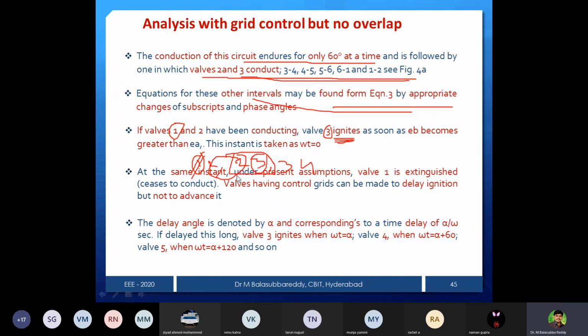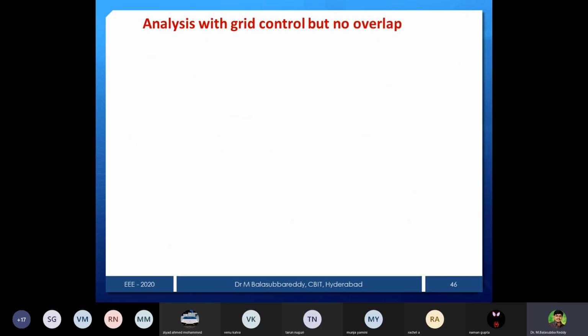They mention at this point omega t is equal to 0 instant, then you can add omega t is equal to alpha, then alpha plus 60, then alpha plus 120. Why is it 120, 60 and all? Start with 0, then you add alpha, then every instant alpha plus 60 degrees, because each pulse will be 60 degrees. That's why alpha plus 60, then alpha plus 60 plus 60, then 120, then 120 plus 60 and so on. All these are added because each pair of devices is going to conduct only 60 degrees. That's why I am adding like that.